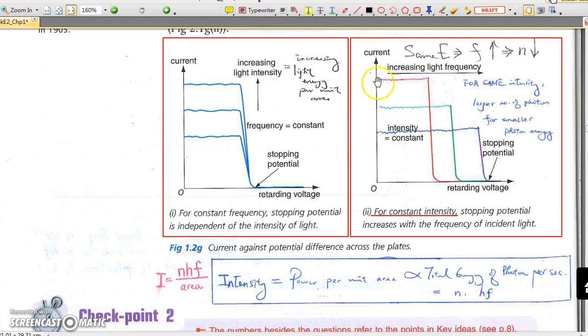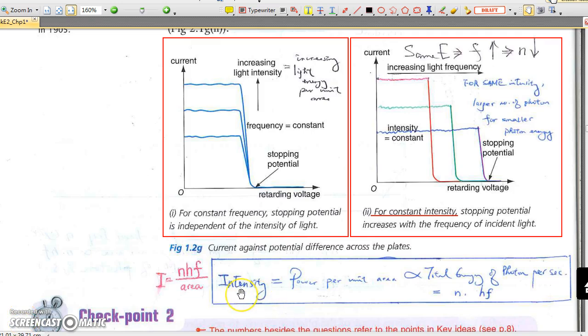On the other hand, when the frequency becomes higher and higher, then each light particle, that is photon, has higher energy. But then there should be less number of photons in order to produce the same intensity. When there are more photons hitting the metal plate, there can be more photoelectrons emitted. When there's less number of photons, then there will be less number of photoelectrons emitted.